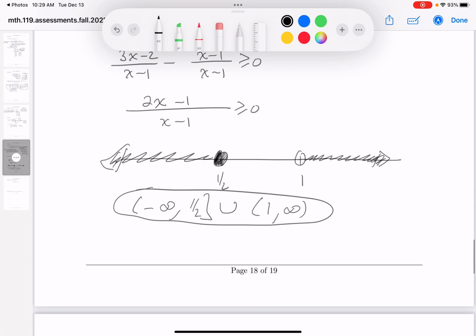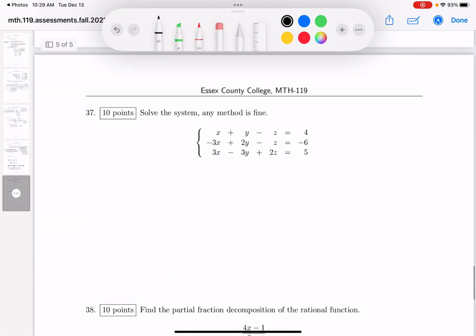All right, let's keep moving. This one, solve the system. Any method is fine. I would use an augmented matrix. And let me write that down for you. Pretty easy to do, I think. So what do you get?